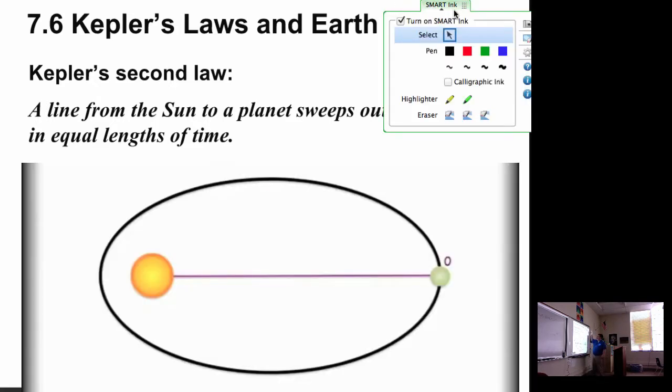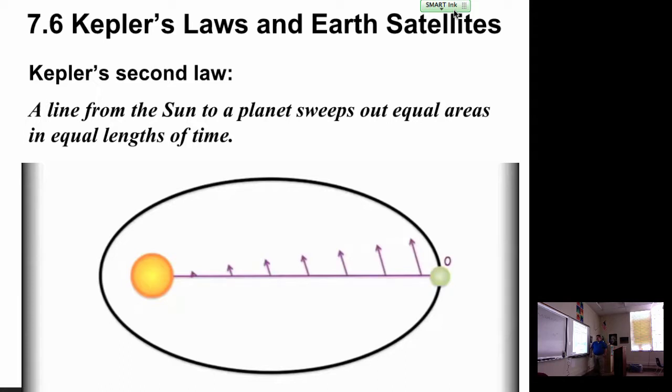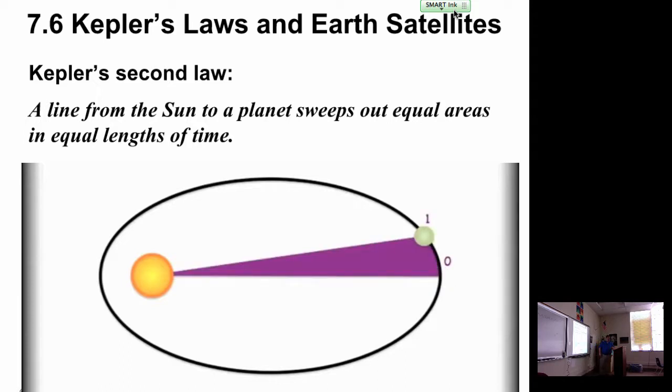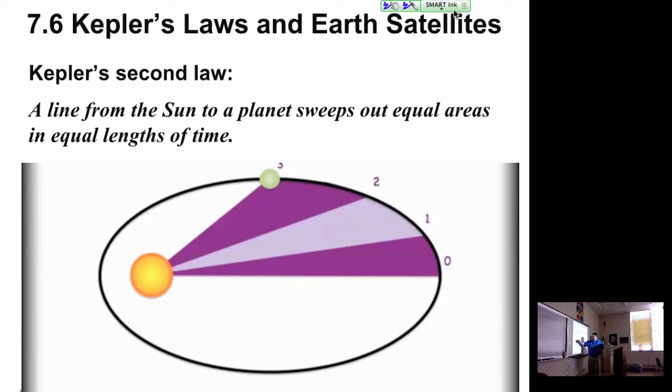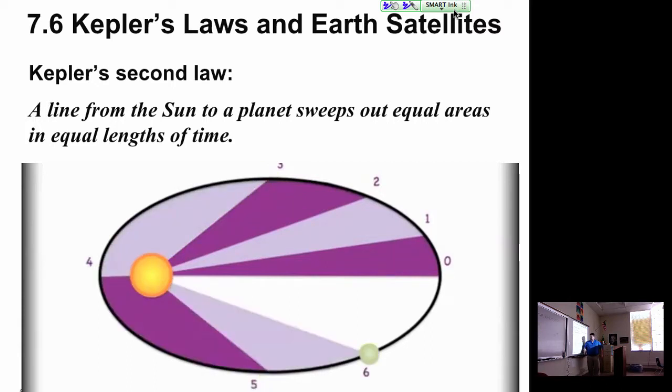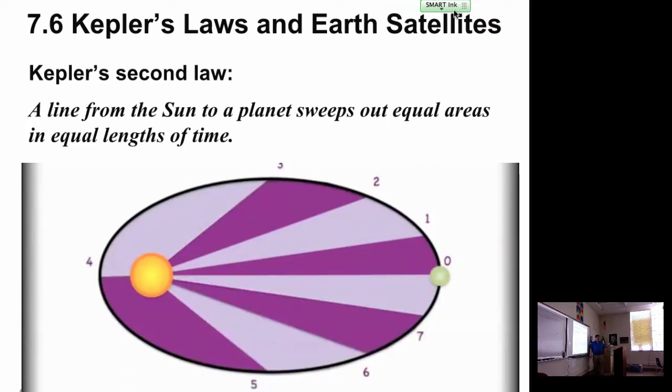And so one thing that Kepler noticed is that if you measure the time, the area of the section is equal. So whatever this time is, let's say it's 1 day, the area of this shaded region is the same. This is 1 day. Does that make sense? So equal areas in equal lengths of time.